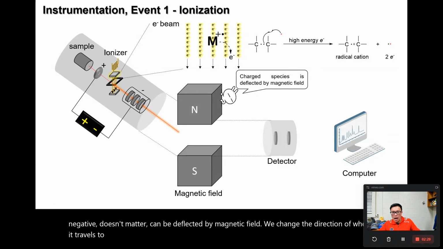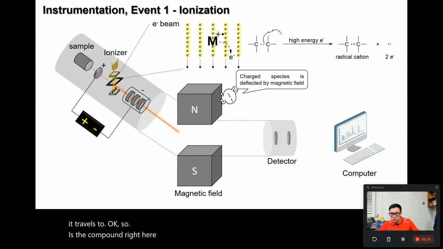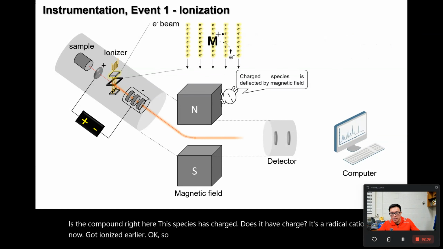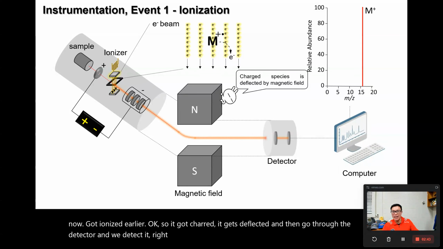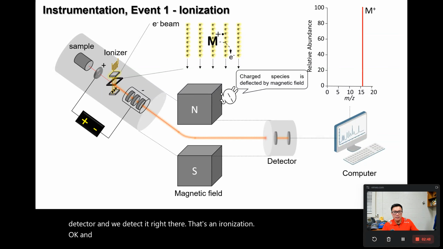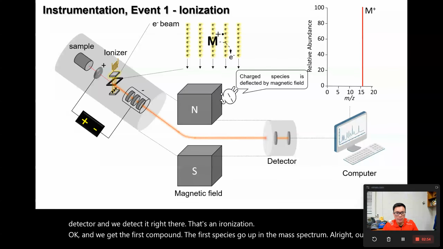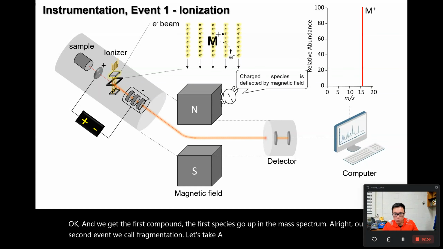So is the compound right here, does this species have a charge? It's a radical cation now. It got ionized earlier. So it got charged, it gets deflected, and then it goes through the detector, and we detect it right there. That's ionization, and we get the first compound, the first species, going up in the mass spectrum. All right, the second event we call fragmentation. Let's take a look at it in the next video.